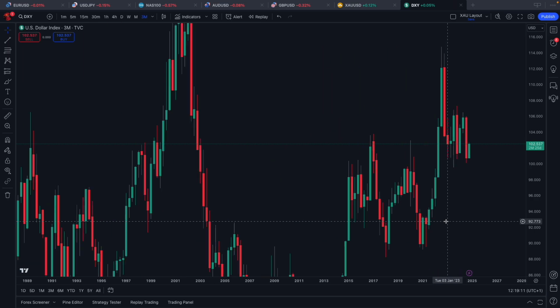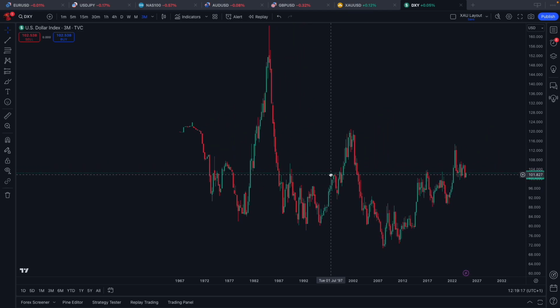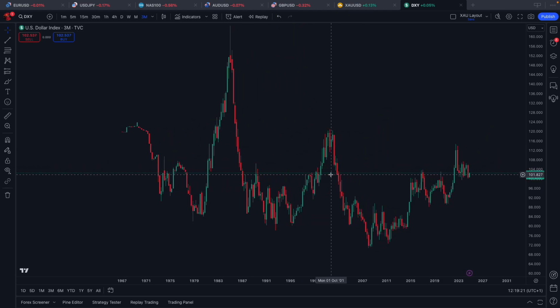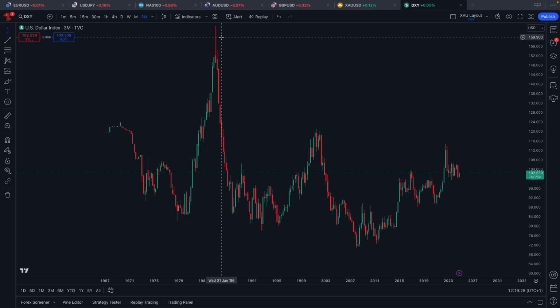Now, when we complete a full top-down analysis, we always go to the highest of time frames and we have a real look at how the market is performing and has performed over the course of the last 60, 70 years. Now you can see here that we had a very large move to the upside in 85, and since price has actually been trading in a bearish way.